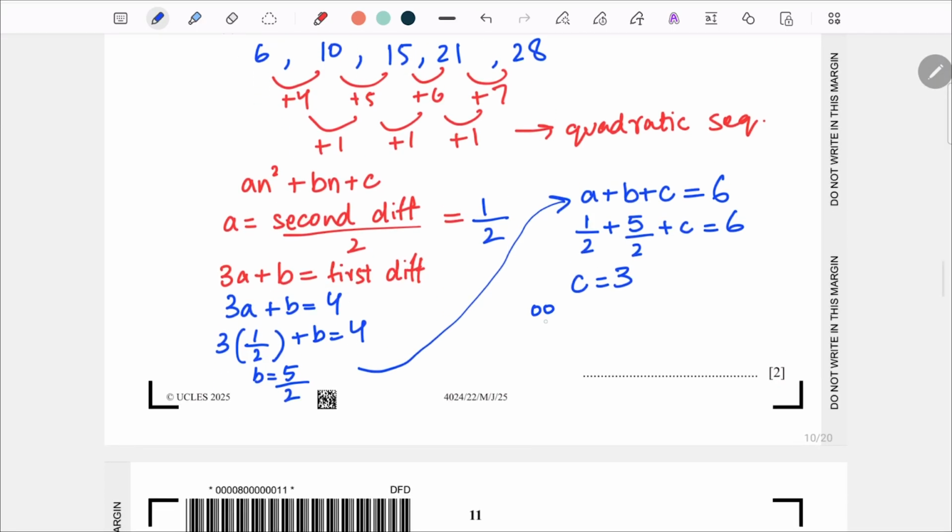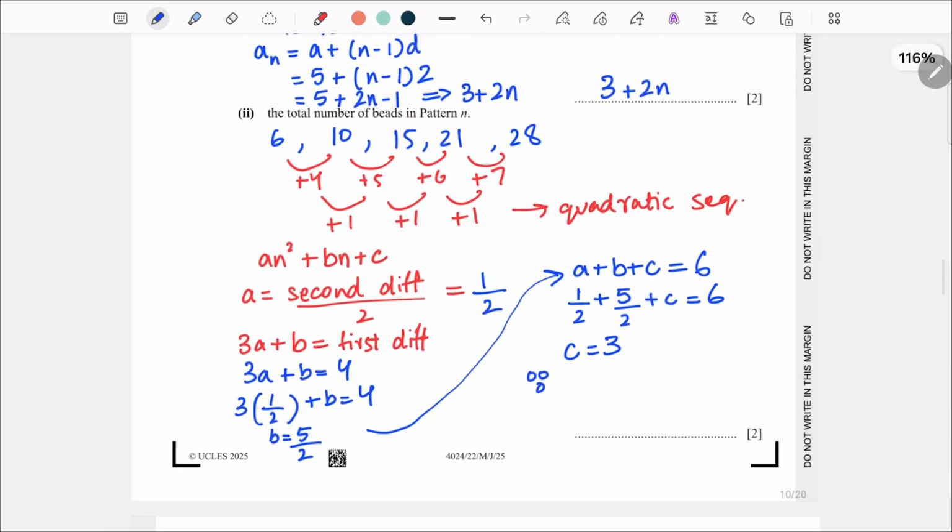Now the expression for the total number of beads in pattern N is half n squared plus 5 over 2 n plus c.